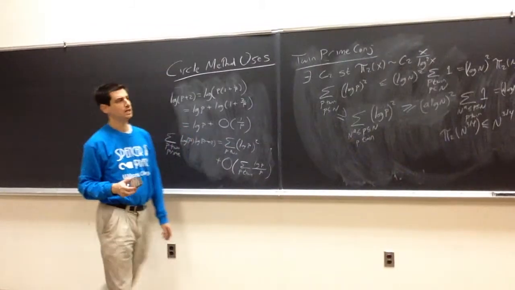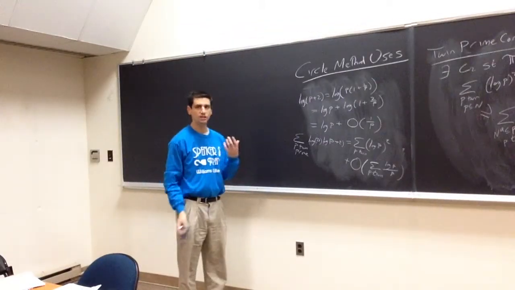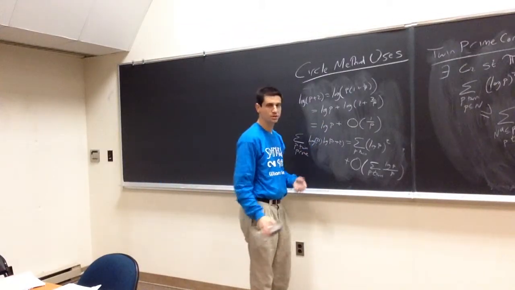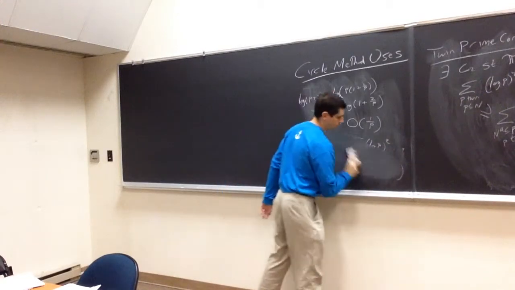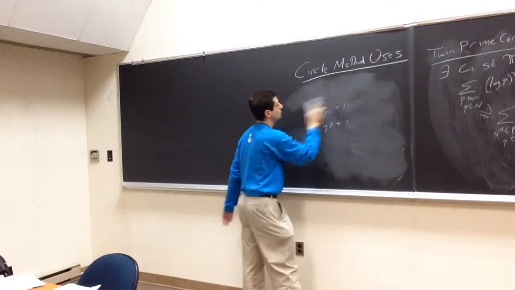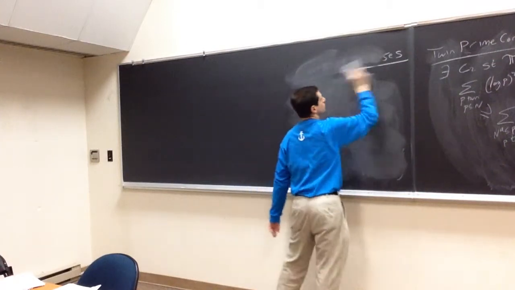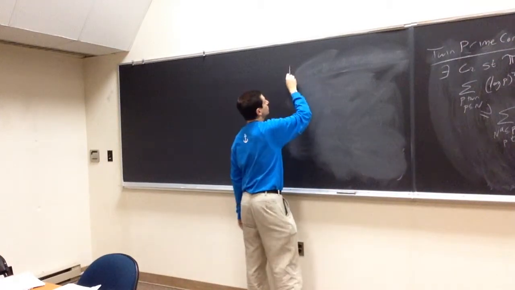As long as we're here, let's just do one more thing on the twin primes. Let's do a heuristic as to why it should be x over log squared x. So we'll do a heuristic for twin primes.